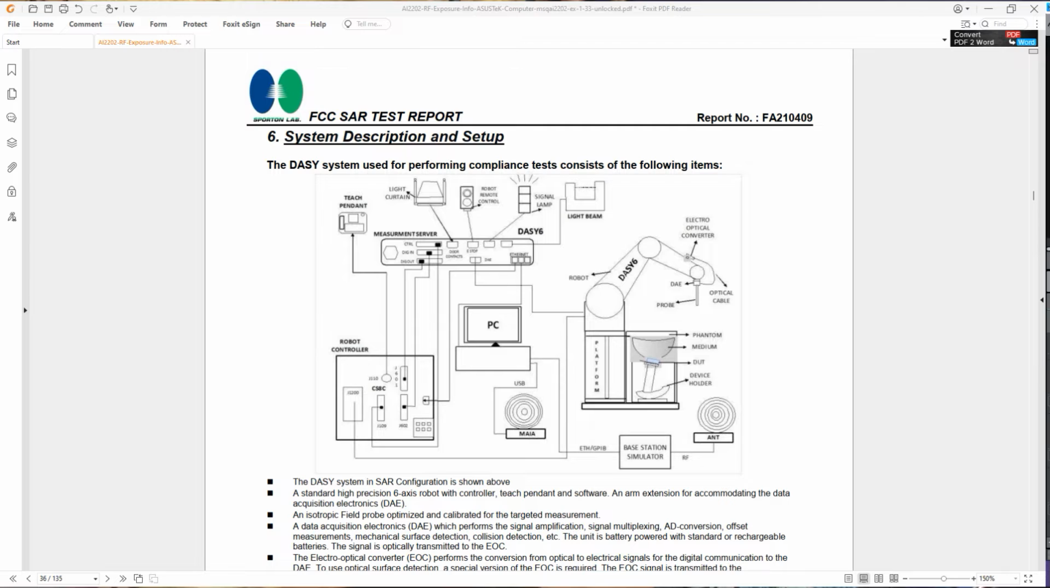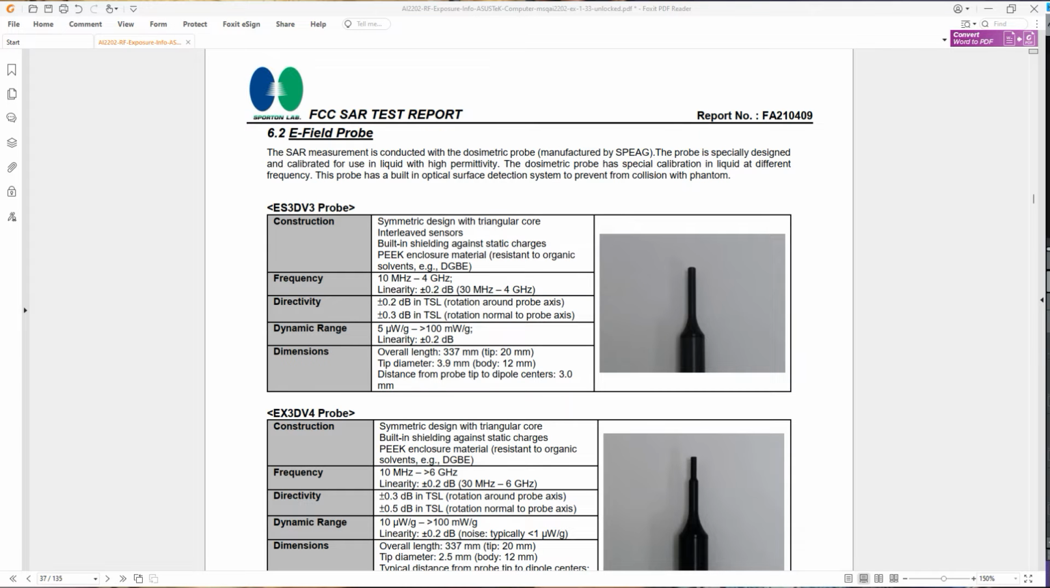On the next pages, this is just an image of the setup that they use. As I said, it's pretty ridiculously complicated. You don't have to remember that. I just wanted you to see how insane these tests are, the amount of stuff they do. Then we come down, and this is the E-field probe. This is the special probe that's used to measure, you know, data acquisition electronics, and so on and so forth.